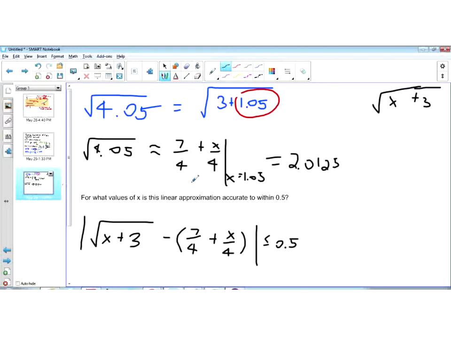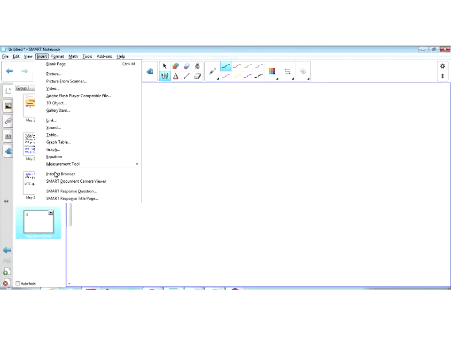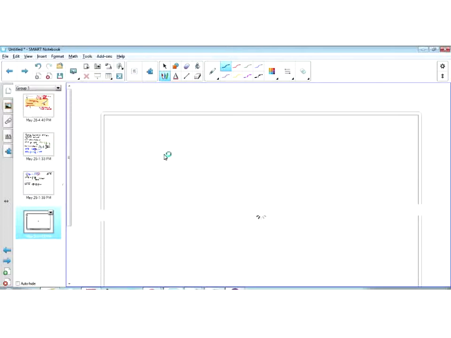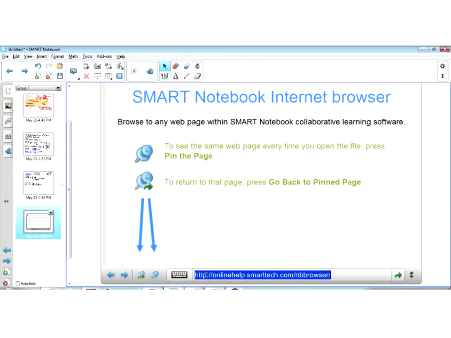Okay, so this is somewhat of a brutal inequality to solve for, but we can of course use a graphing calculator to derive the values for x. So we can do that. So let's try that. So I'll insert an internet browser. Go to our calculator page.